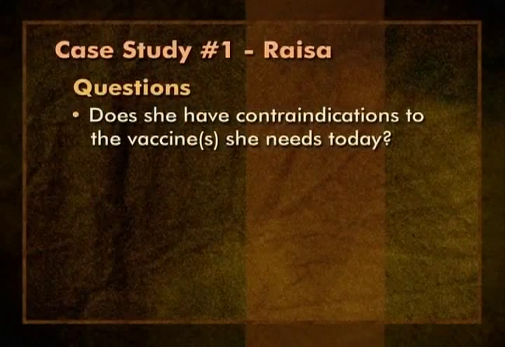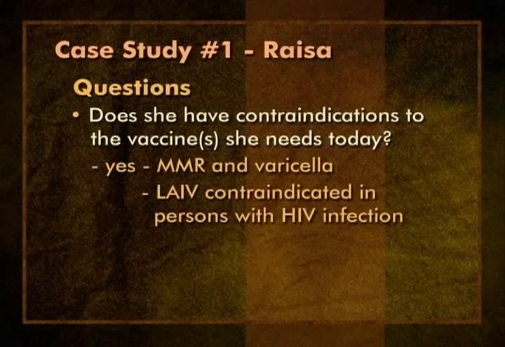But should she receive them today? That brings us to the second question for RASA. Does she have any contraindications to the vaccines she needs today? Yes, she does. The T lymphocyte percentage is a contraindication for MMR and varicella vaccines.